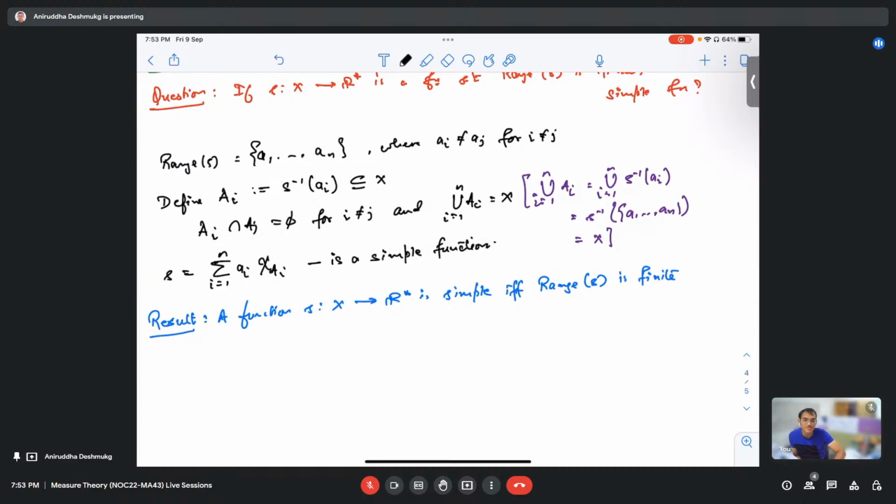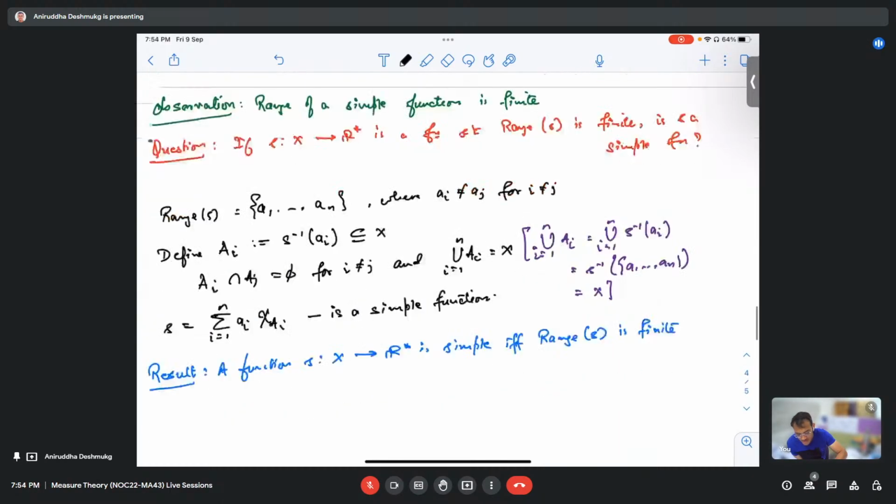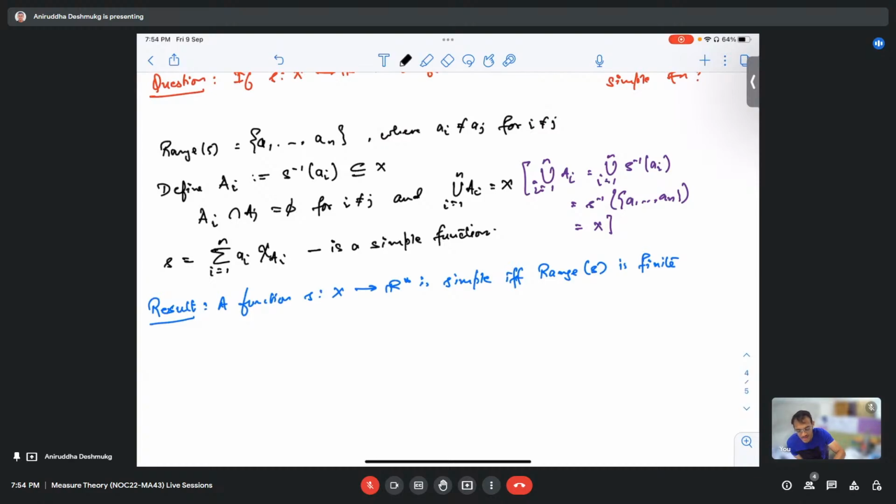So does this answer your question? Yes, sir. If the range is finite, then that function would be a simple function. Right. So we have proved it. In fact, we have proved that a function is simple if and only if the range is finite.